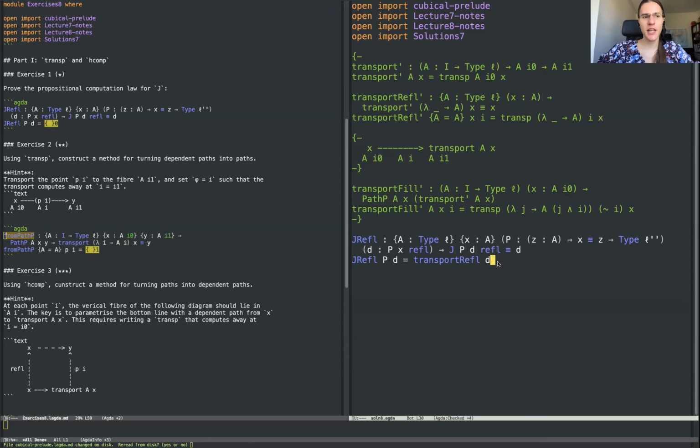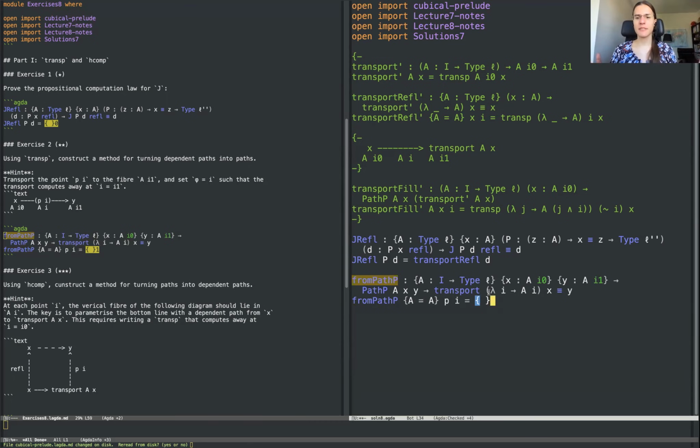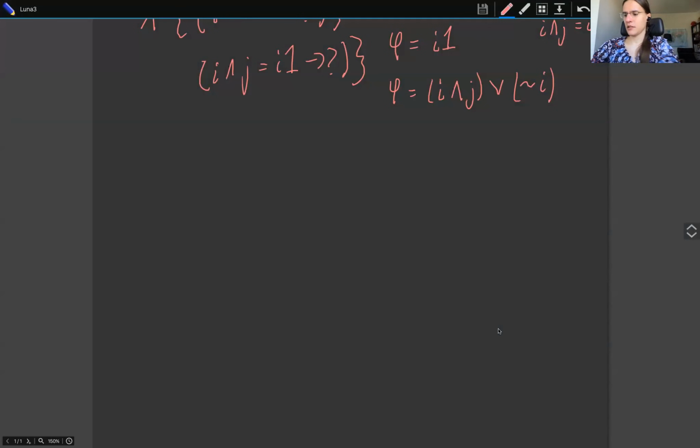So for the next exercise, we're going to do something interesting. If we have dependent paths, then when dependent paths were first introduced, one of the notions that we had for a dependent path was that transport provides a way here.